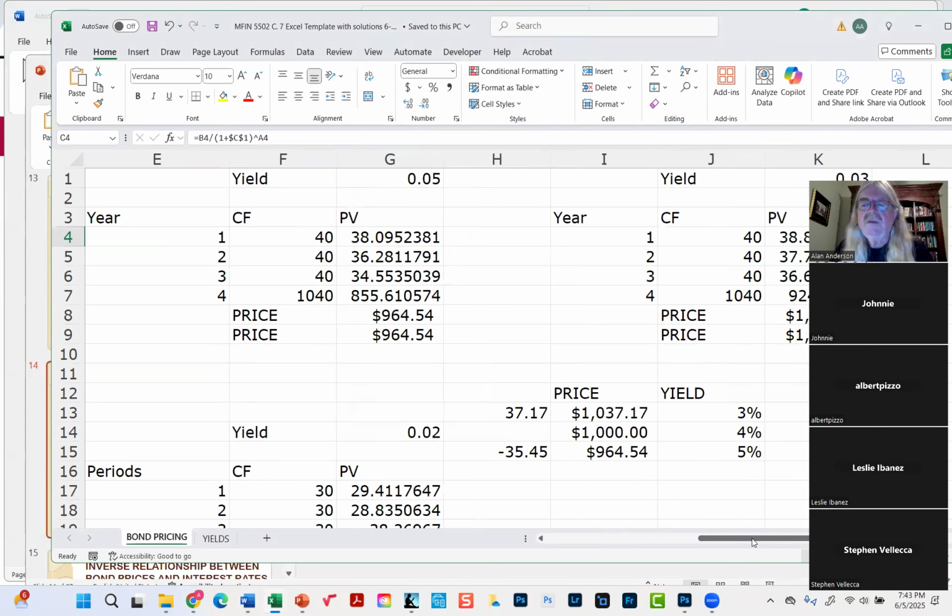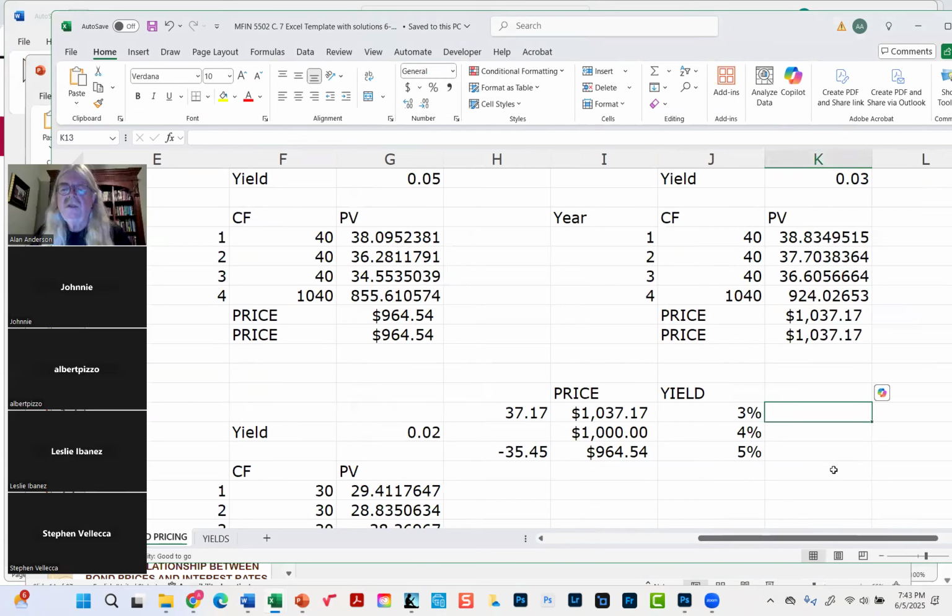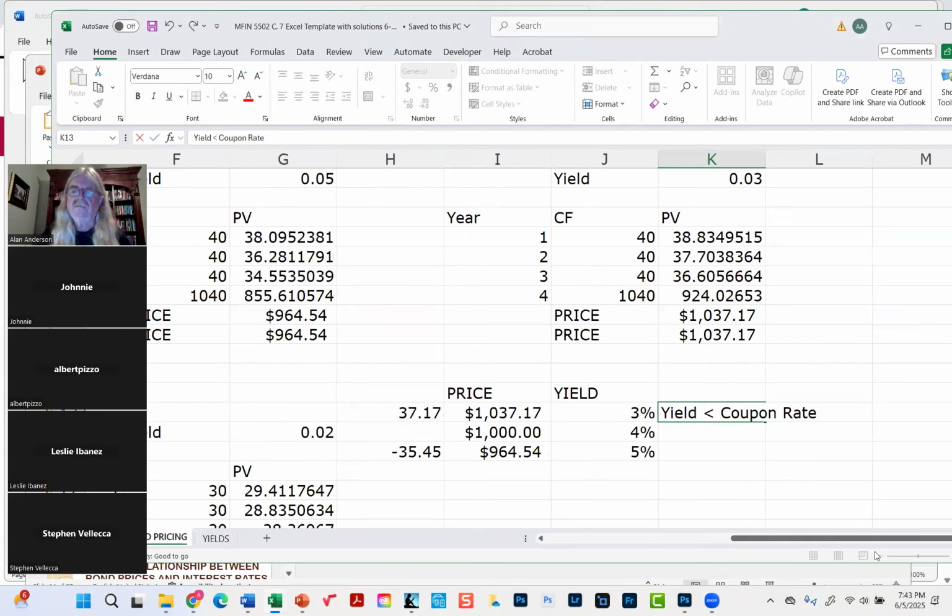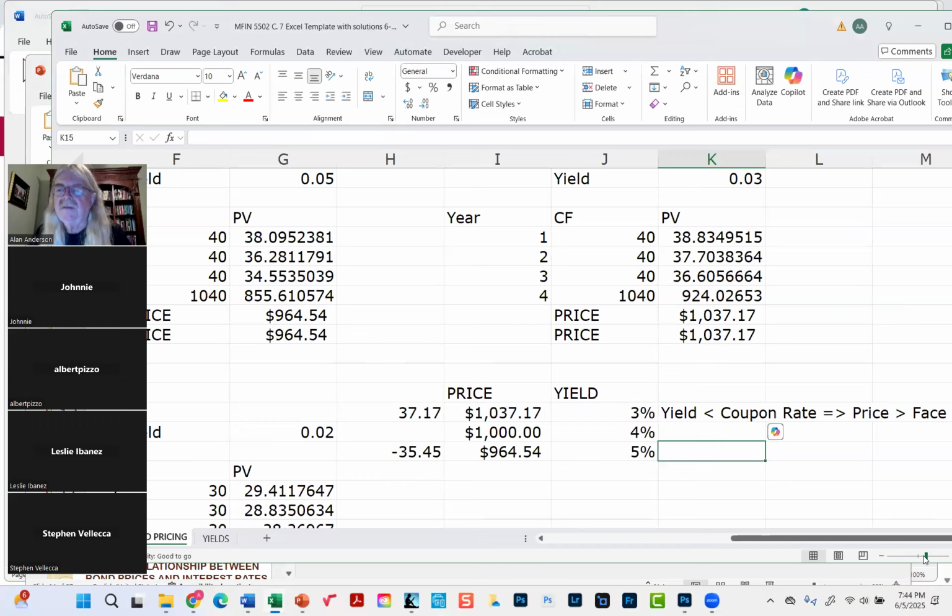There's one thing we do want to notice here. Here, the yield is below the coupon rate. And that means, if you notice, the price is greater than face value. Actually, let me do this a little differently. That's meant to be the implication sign, by the way.